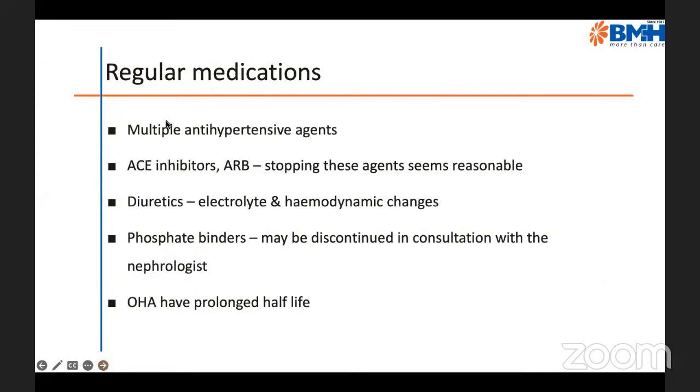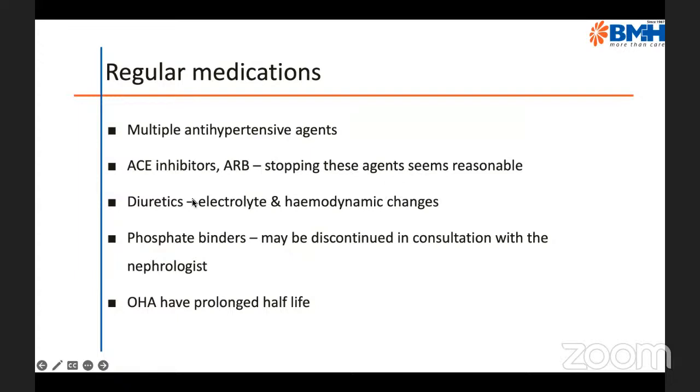And as I said before, the patients will be on multiple antihypertensive agents like ACE inhibitors, ARB, which have to be stopped on the day of surgery because continuing these agents may sometimes produce severe hemodynamic disturbances in the intraoperative period. Diuretics, if the patient is dialyzed ideally on the previous day or on the day of surgery, continuing them can cause electrolyte and hemodynamic changes.